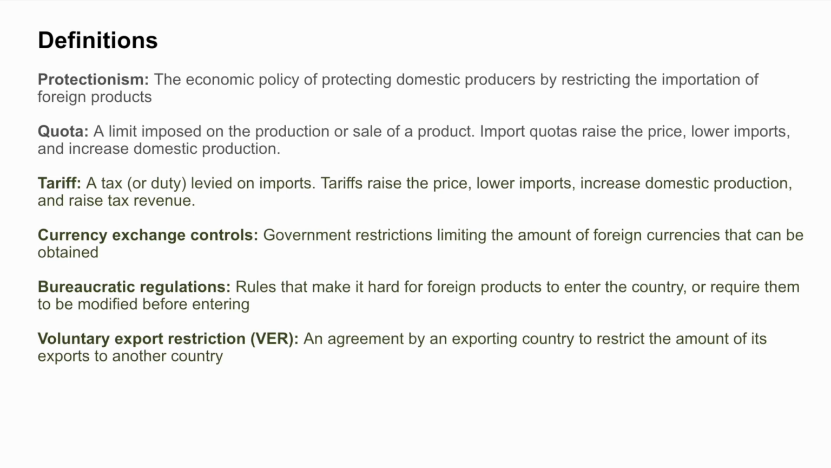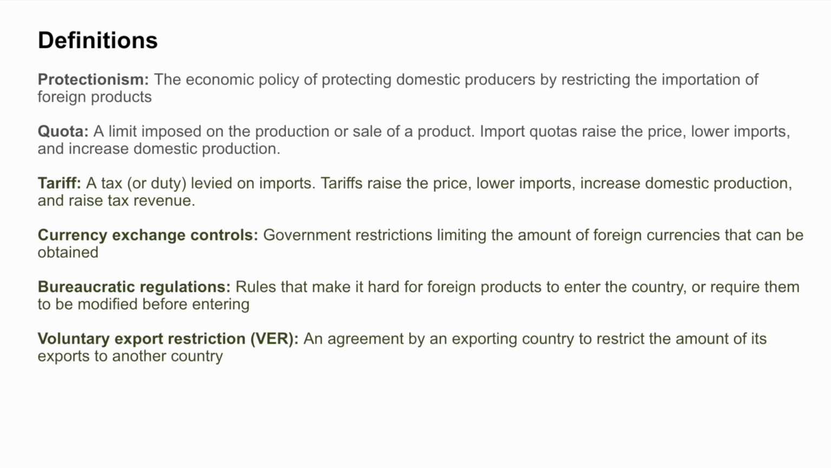Currency exchange controls are government restrictions limiting the amount of foreign currencies that can be obtained. So if you can't buy Canadian dollars or get Canadian dollars in order to buy stuff or sell stuff, it makes it very difficult to do trade.